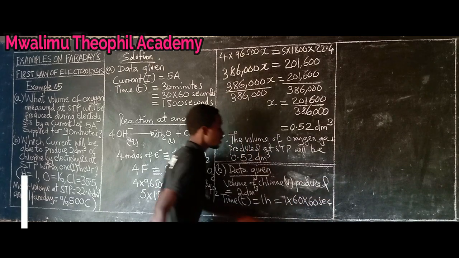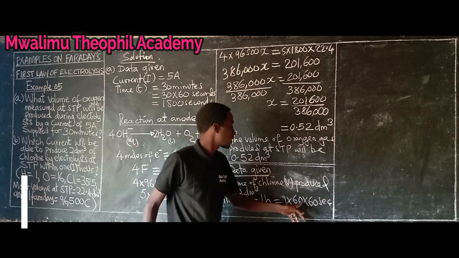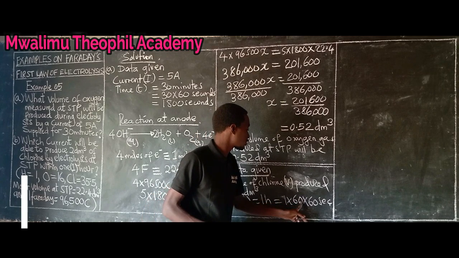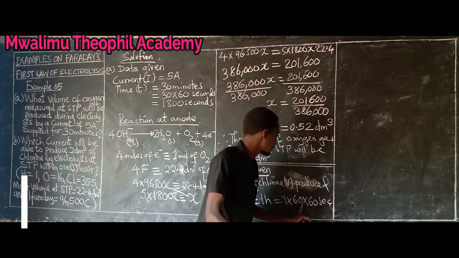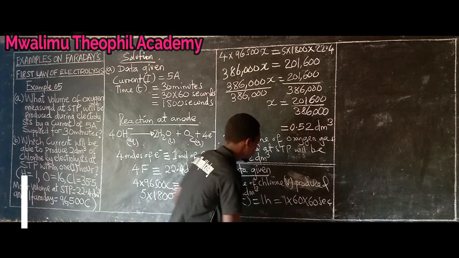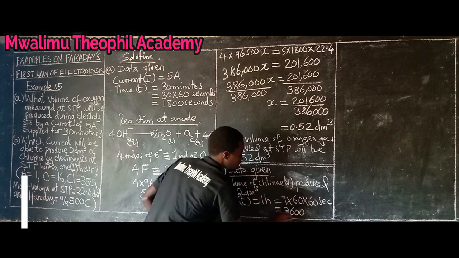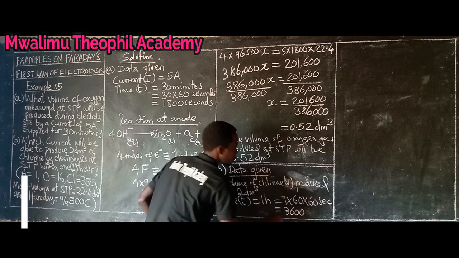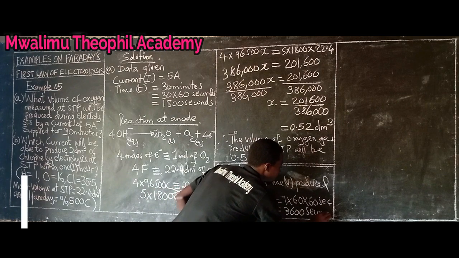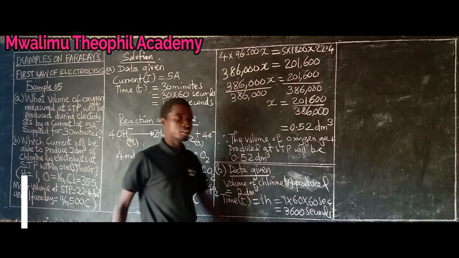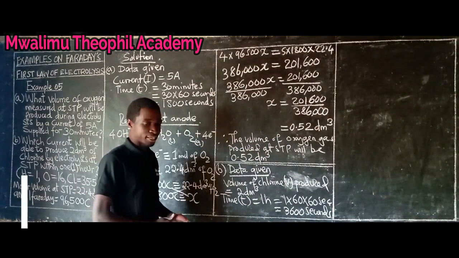As you know, 1 hour is equal to 60 minutes. To change it into seconds, we multiply again by 60. So 60 times 60, we get 3,600 seconds. Now this is the time given, 3,600 seconds.